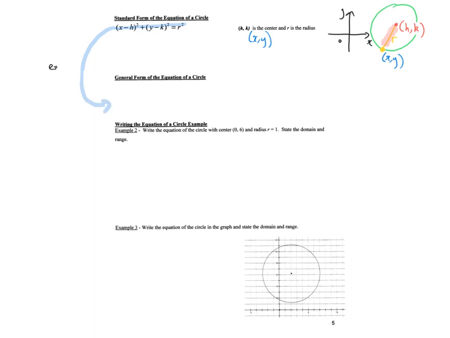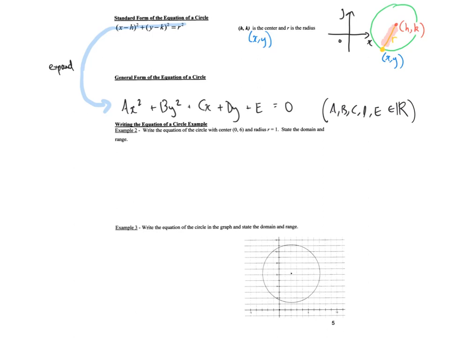So if we expand and gather like terms, we'll end up with something that looks like ax squared plus by squared plus cx plus dy plus some constant e is equal to 0, where a, b, c, d, and e are real numbers. Okay. If you're given an equation in general form, how do we get back into standard form?